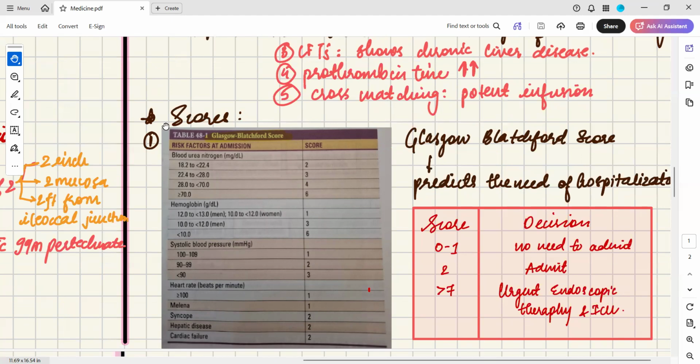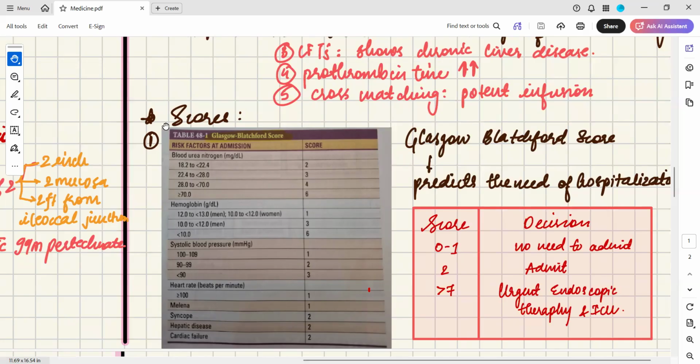As I was talking about the scores, the most important score is the Glasgow Blatchford score. It basically predicts the need for hospitalization in these patients based on 9 parameters: blood urea nitrogen, hemoglobin, systolic blood pressure, heart rate, melena, syncope, hepatic disease, or cardiac failure.